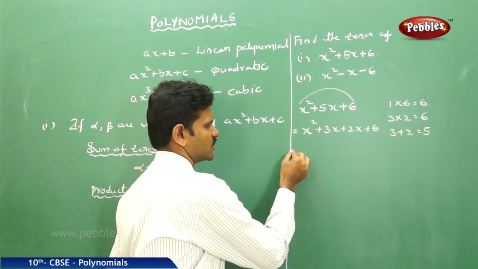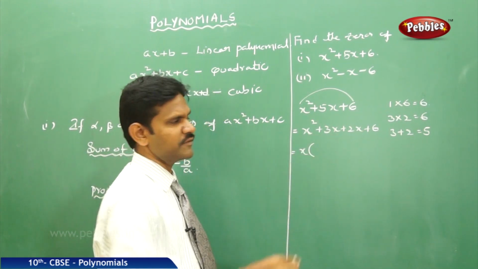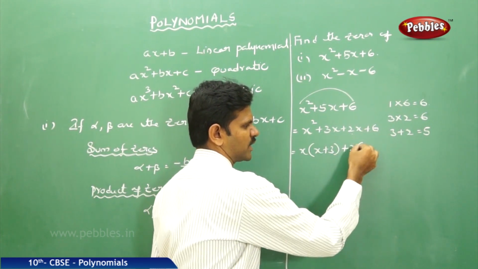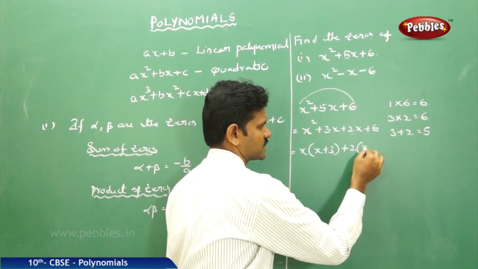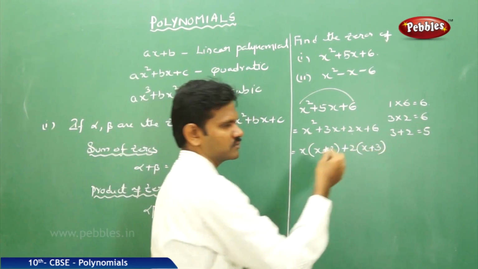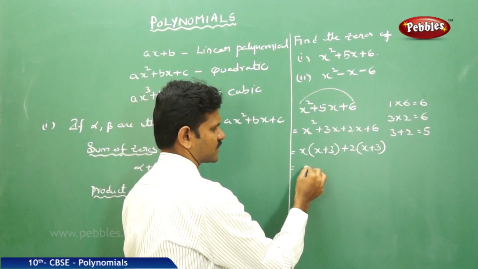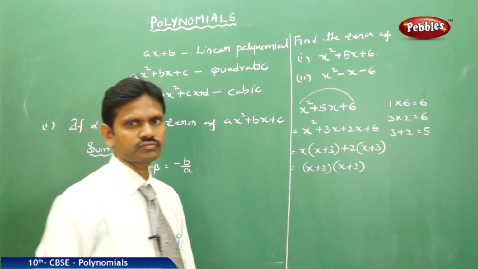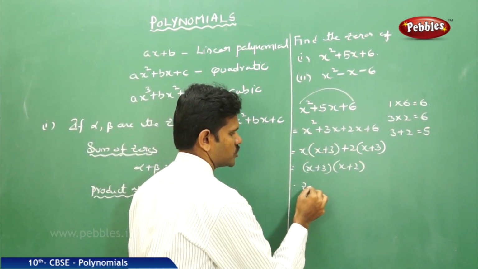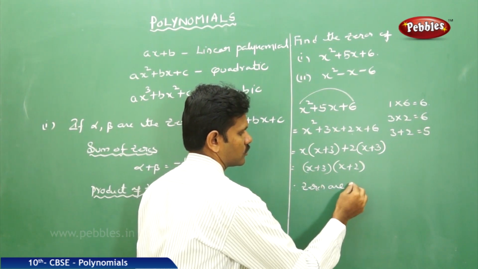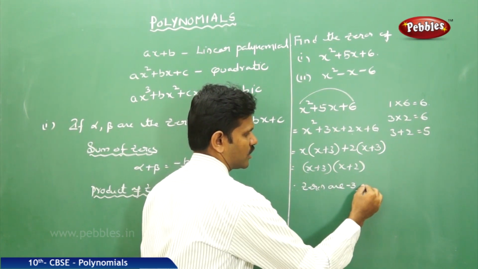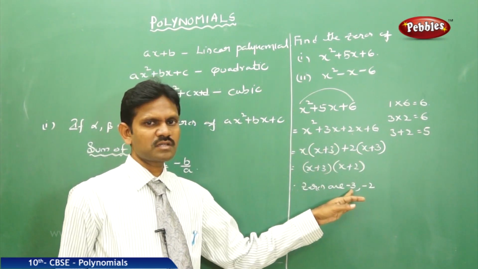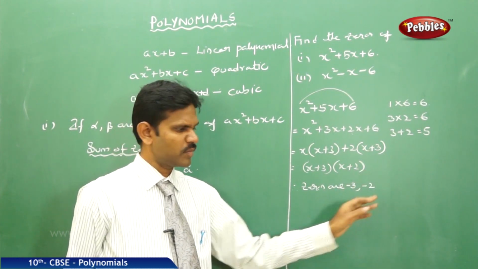Now from these two terms I take x common. The left term is x plus 3, and at the same time from these two take 2 common, that is x plus 3, since 2 times 3 is 6. Therefore, the common factor is x plus 3 and the other factor is x plus 2. Therefore, the zeros are minus 3 comma minus 2. Why? Because the zero of x plus 3 is minus 3, and the zero of x plus 2 is minus 2.